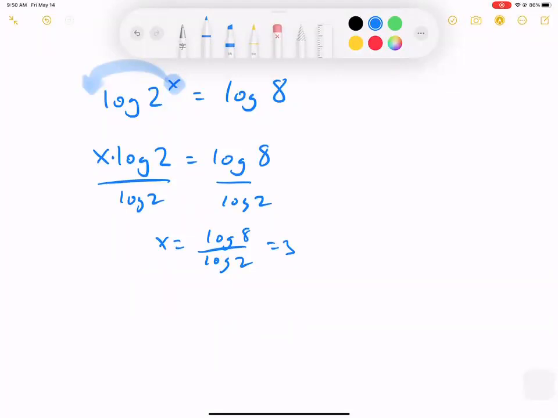Okay, so the new process that we learned is just writing logs to both sides. And when I have a log on both sides, I'm going to end up taking the exponent and bringing it to the front. And then we can treat it like any other log.